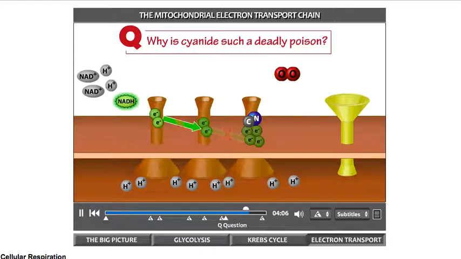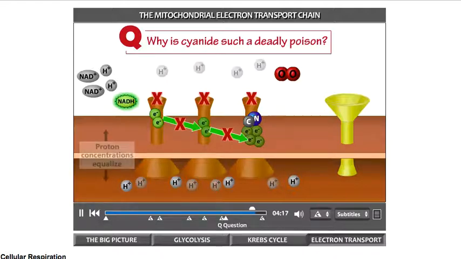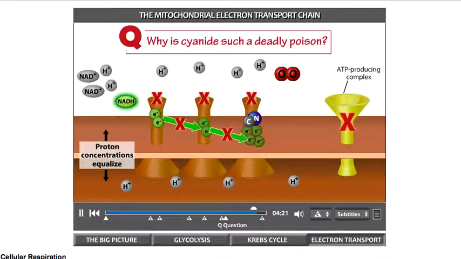Under these conditions, electron transport and proton pumping grind to a halt. Without the active pumping of protons to one side of the membrane, the proton concentrations on both sides soon equalize. No longer do protons rush through the ATP producing complex, and no more ATP is produced. Cells can't live long on the small quantity of ATP made by glycolysis. So, without the ATP that comes from the electron transport chain, cells die.